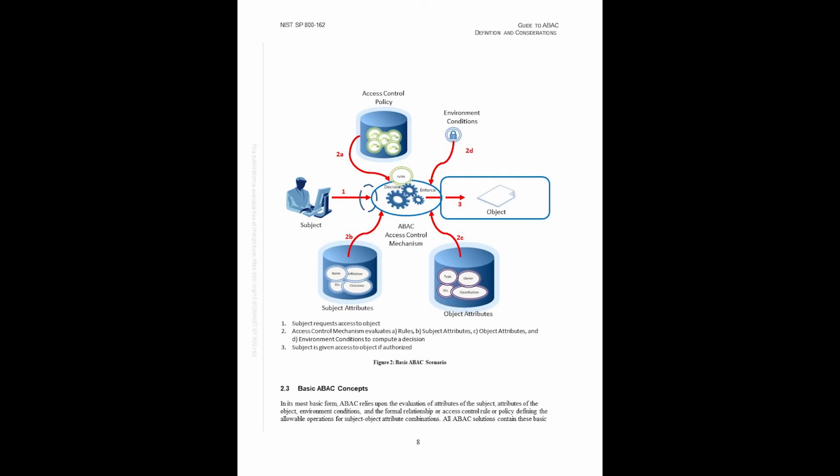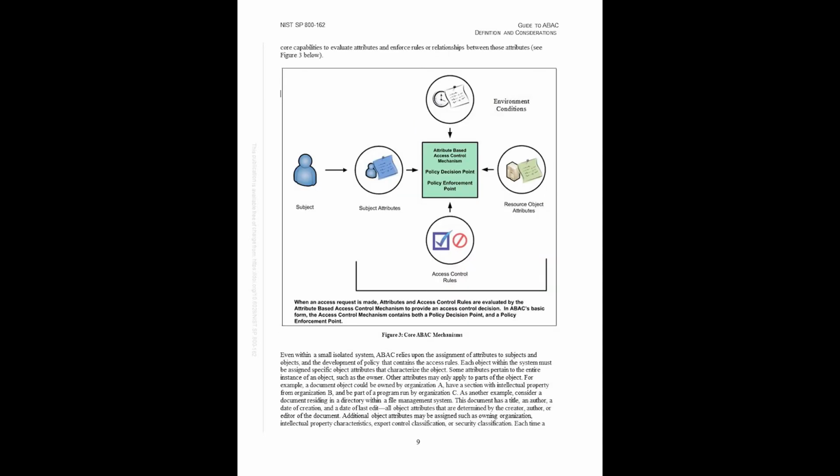2.3 Basic ABAC concepts. In its most basic form, ABAC relies upon the evaluation of attributes of the subject, attributes of the object, environment conditions, and the formal relationship or access control rule or policy defining the allowable operations for subject-object attribute combinations. All ABAC solutions contain these basic core capabilities to evaluate attributes and enforce rules or relationships between those attributes. See Figure 3 below. Figure 3, Core ABAC Mechanisms.